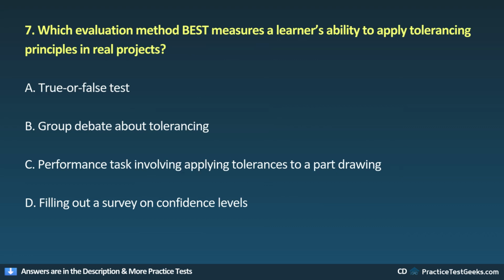7. Which evaluation method best measures a learner's ability to apply tolerancing principles in real projects? A. True or false test. B. Group debate about tolerancing. C. Performance task involving applying tolerances to a part drawing. D. Filling out a survey on confidence levels.